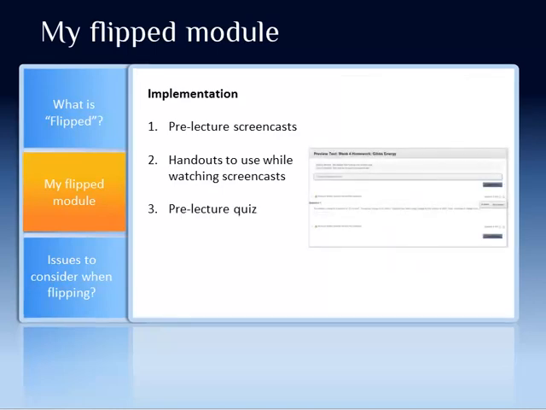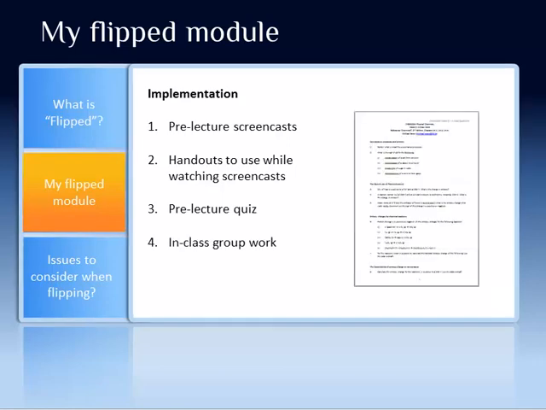Thirdly, as an incentive and reward for this work, students were given a pre-lecture quiz worth 10% of their module. Previously, this mark had been assigned to an in-class test during the semester. The quiz allowed students to check their progress on the screencast, and the questions mimicked the type found in the handout questions and textbook, so it was in their interest to do that work.